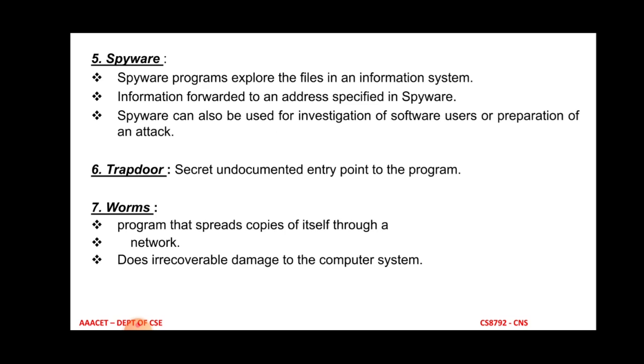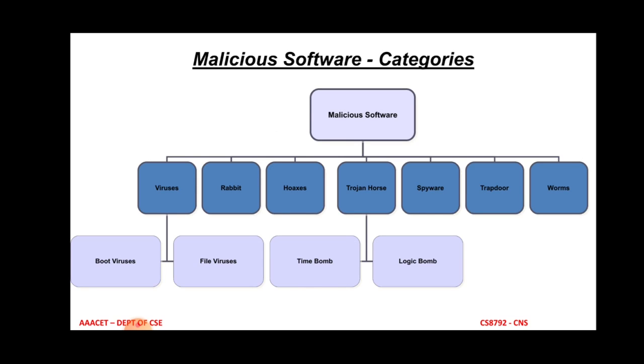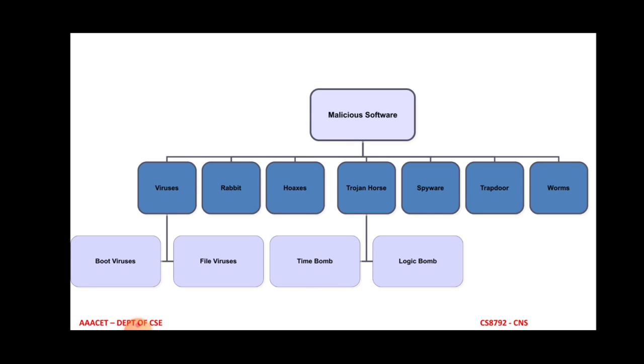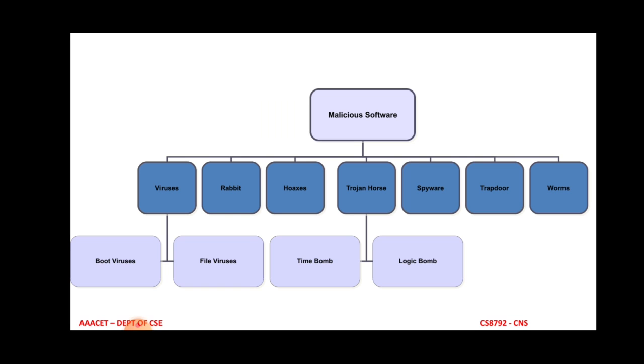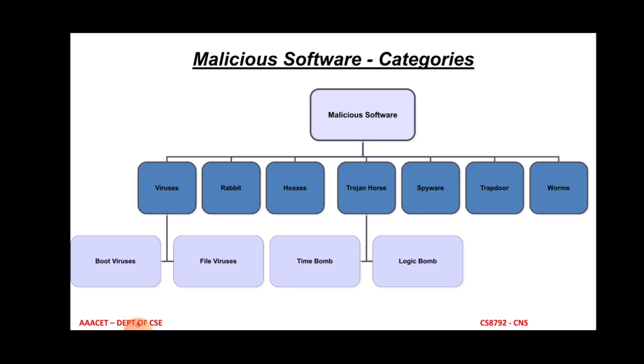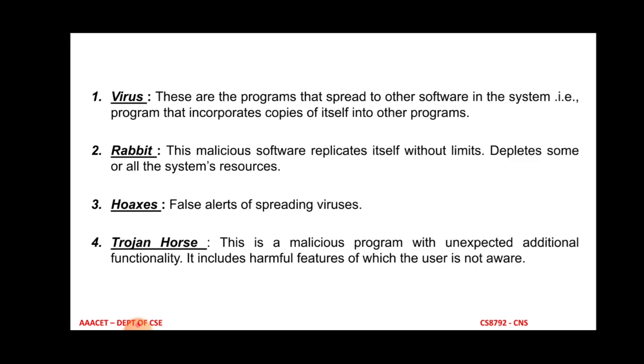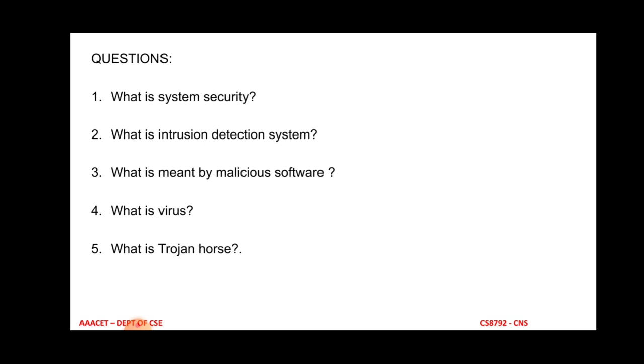So these are the types of malicious software. In this lecture we saw what an intruder is and what an intrusion detection system is, and after that what malicious software is and what the categories or types of malicious software are. In the next lecture we will see in detail these types of malicious software: virus, rabbit, hoax, Trojan horse, spyware, trapdoor, and worms, in the next class.